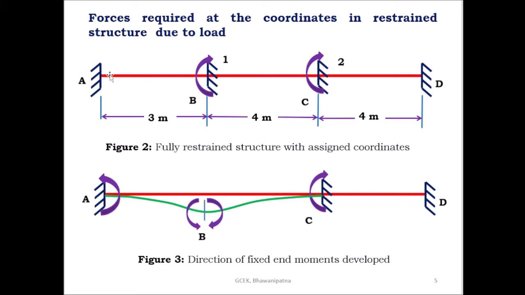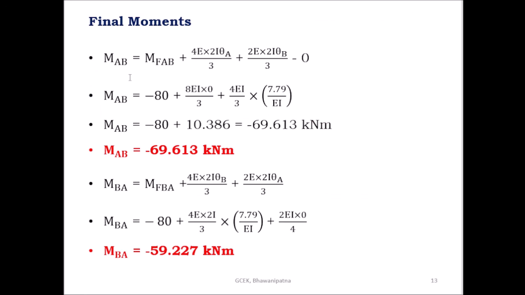So the final moment MAB is equal to MFAB plus 4 EI theta A by L plus 2 EI theta B by L. Similarly, MBA is equal to MFBA plus 4 EI theta B by L plus 2 EI theta A by L. Then MBC is equal to MFBC plus 4 EI theta B by L plus 2 EI theta C by L. Then MCB is equal to MFCB plus 4 EI theta C by L plus 2 EI theta B by L. Then MCD is equal to MFCD plus 4 EI theta C by L plus 2 EI theta D by L. Then MDC is equal to MFDC plus 4 EI theta D by L plus 2 EI theta C by L.